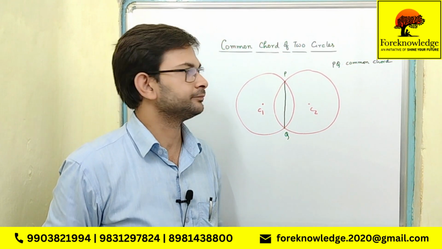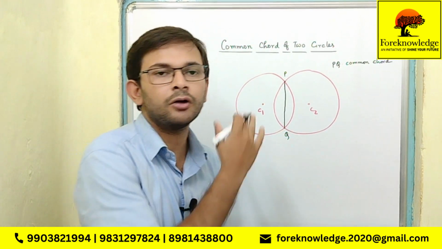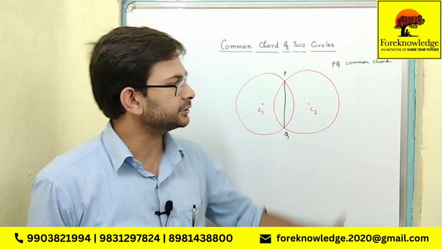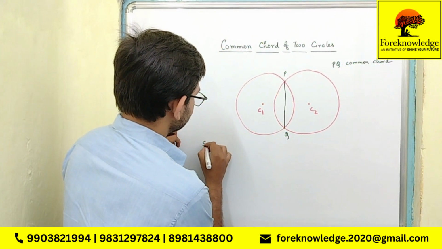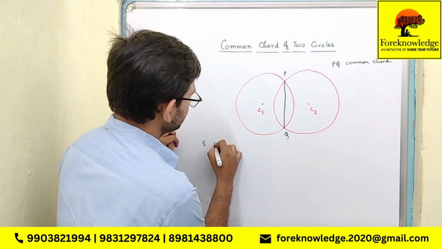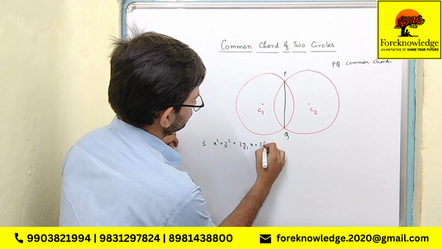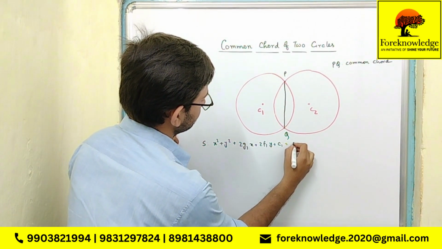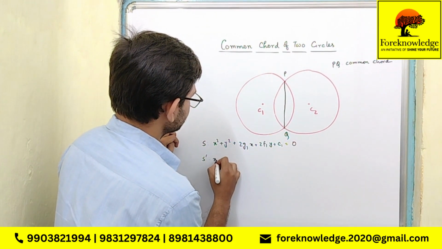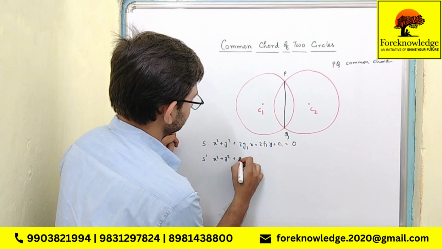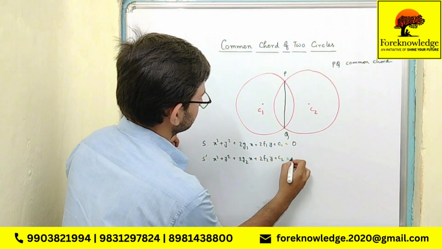Now, how to find the equation of the common chord? That is the main question. Suppose the first circle, whose center is C1, has the equation x square plus y square plus 2g1x plus 2f1y plus c1 equal to 0. And the equation of the second circle is x square plus y square plus 2g2x plus 2f2y plus c2 equal to 0.